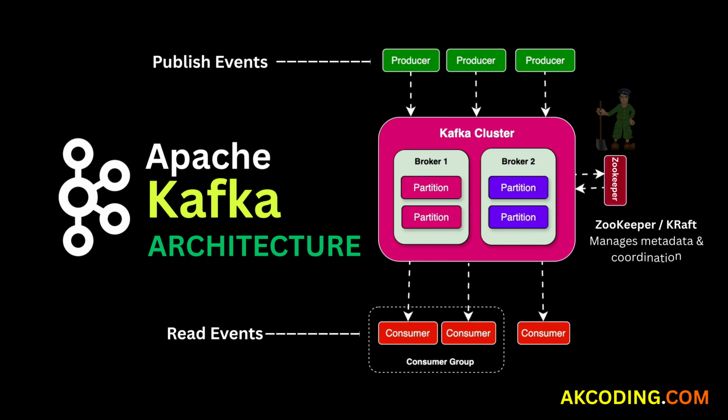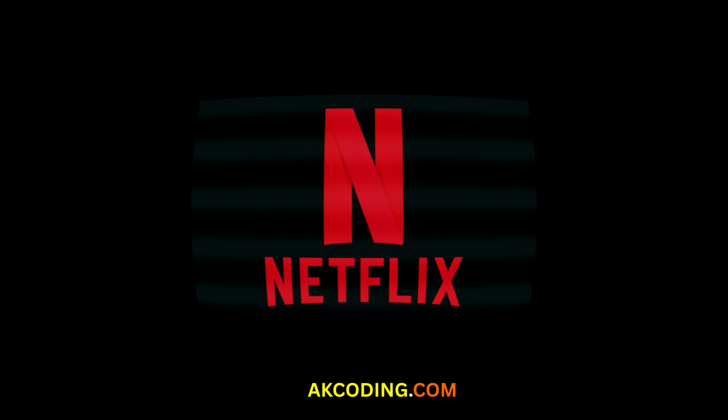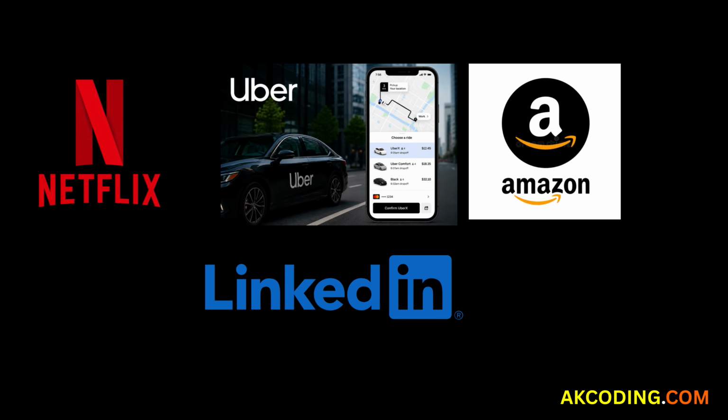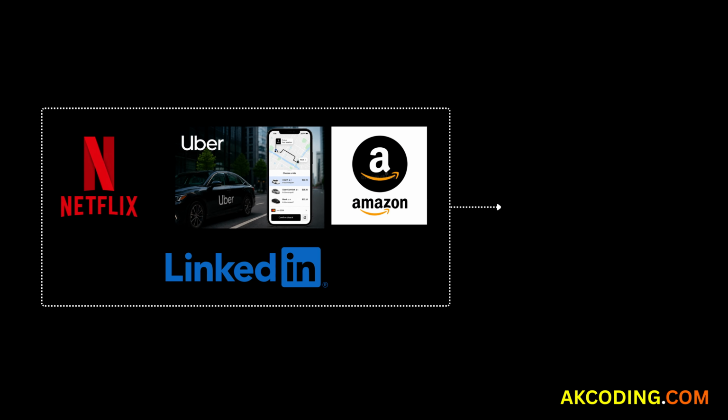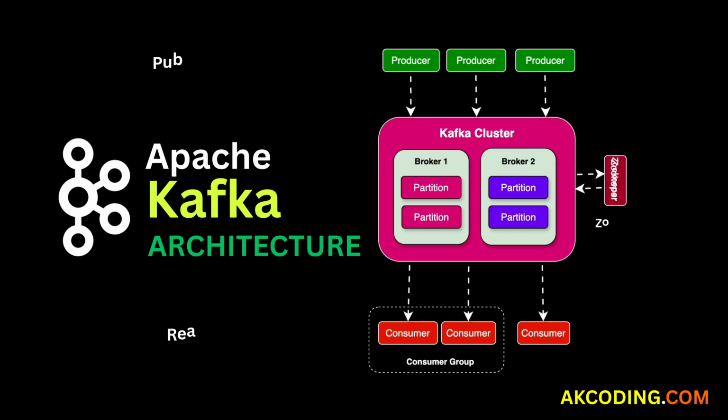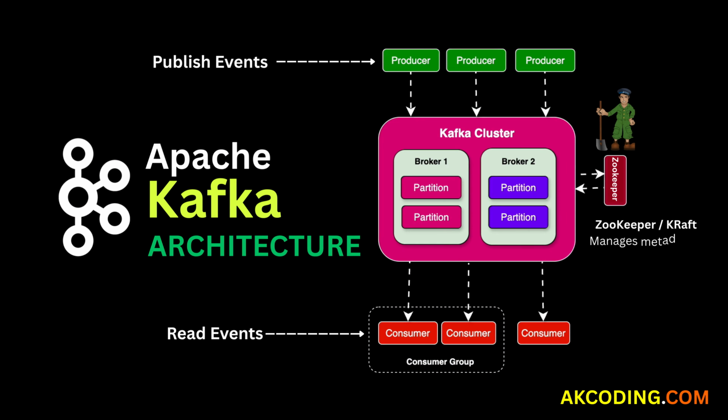Have you ever wondered how companies like Netflix, Uber, LinkedIn, and Amazon process millions of events every second without slowing down? The secret is often Apache Kafka. In this video, we are going to break down Kafka architecture in the simplest way possible.